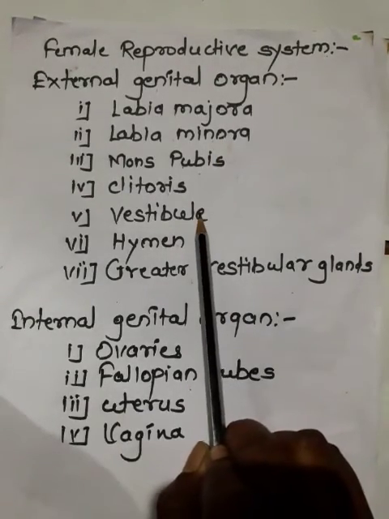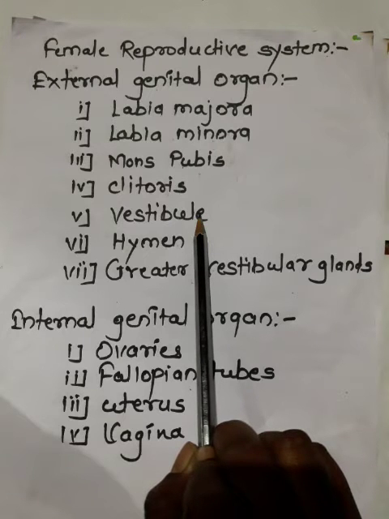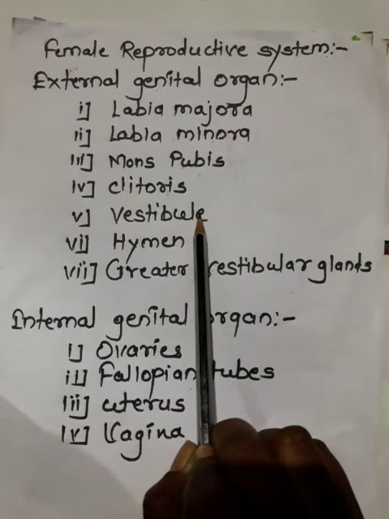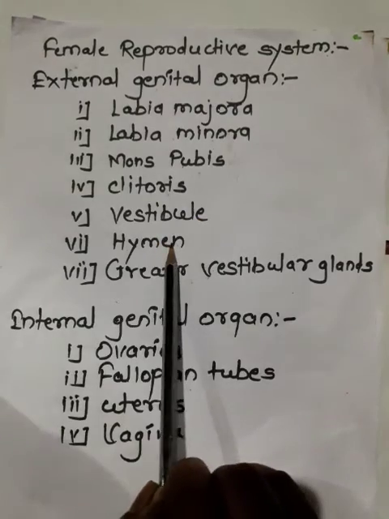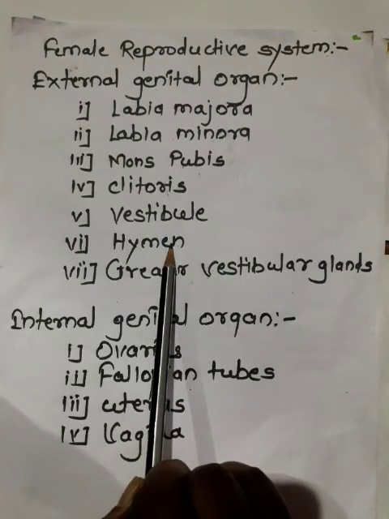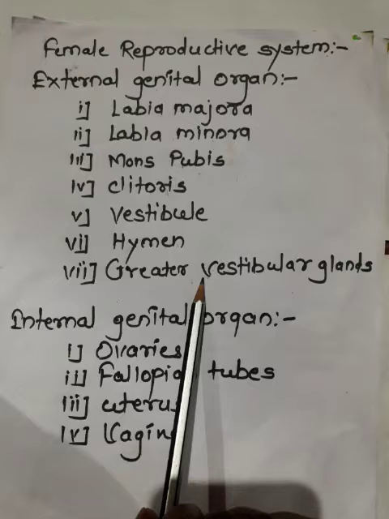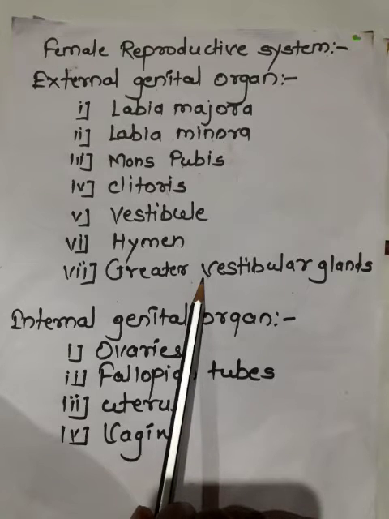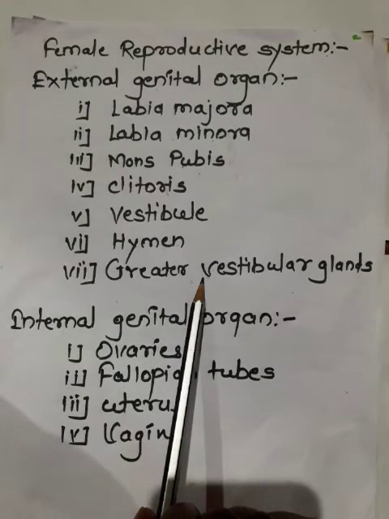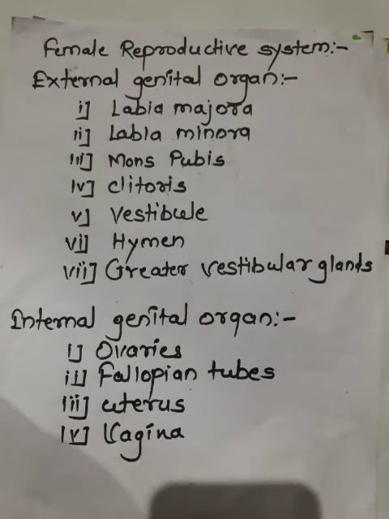Vestibule. It is a median vertical depression of the vulva enclosing the vagina and urethral opening. Hymen. It is a thin layer of mucous membrane which partially occludes the opening of the vagina. Greater vestibular gland, which is a paired gland which occurs on each side of the vaginal opening and is homologous to Cowper's gland of male, which secretes lubricating fluid.